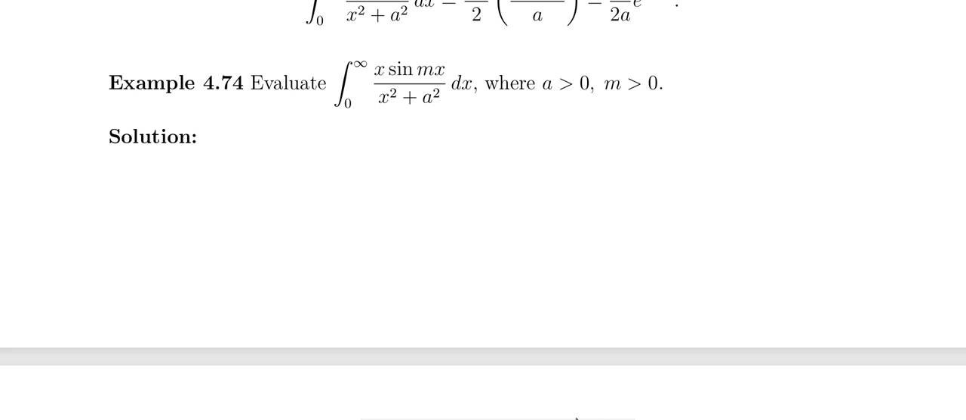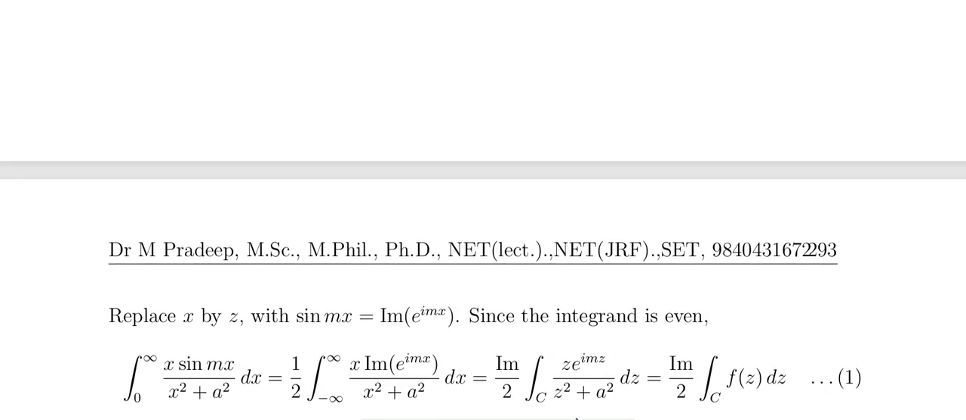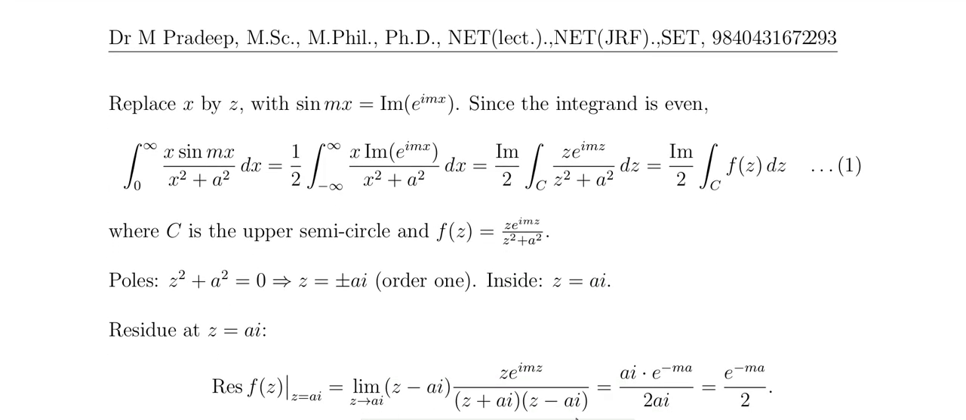Integral from 0 to infinity of x into sin mx divided by x square plus a square dx, where a greater than 0, m greater than 0. What did we do here? We take the imaginary part of e power imx. First of all, convert this to 1 by 2 integral from minus infinity to infinity, then replace x by z, and take the imaginary part of e power imz. The imaginary part comes at the end of the problem; in the final answer, just take the imaginary part.